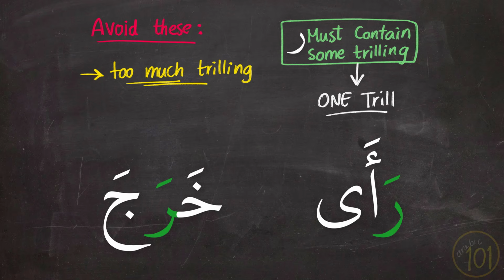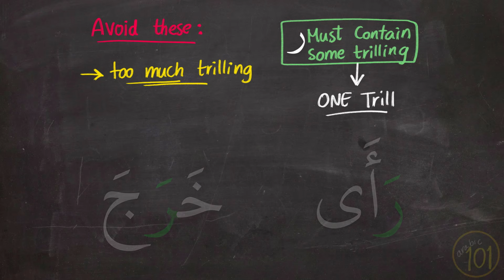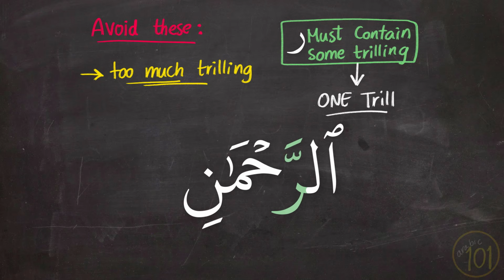So there is one trill. Similarly, when ra has shadda, one ra ends with the trill that the other starts with.